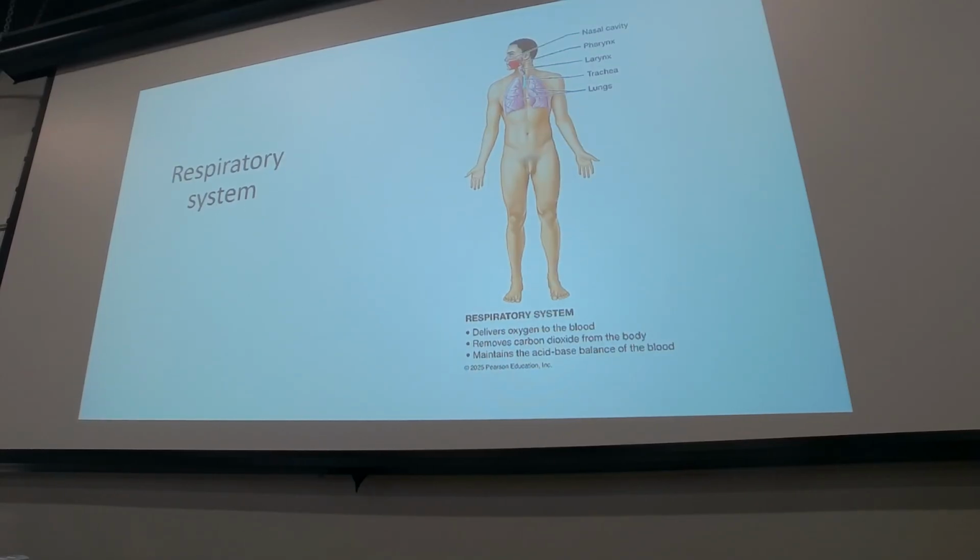Respiratory system consists of a tract that starts in the nose and ends in the lungs. And it has also the lungs that help to oxygenate blood and get rid of CO2. And as well helps to maintain the acid-base balance. So control the levels of hydrogen that we have in our body. As you will see later, hydrogen is important to maintain homeostasis, body functioning.